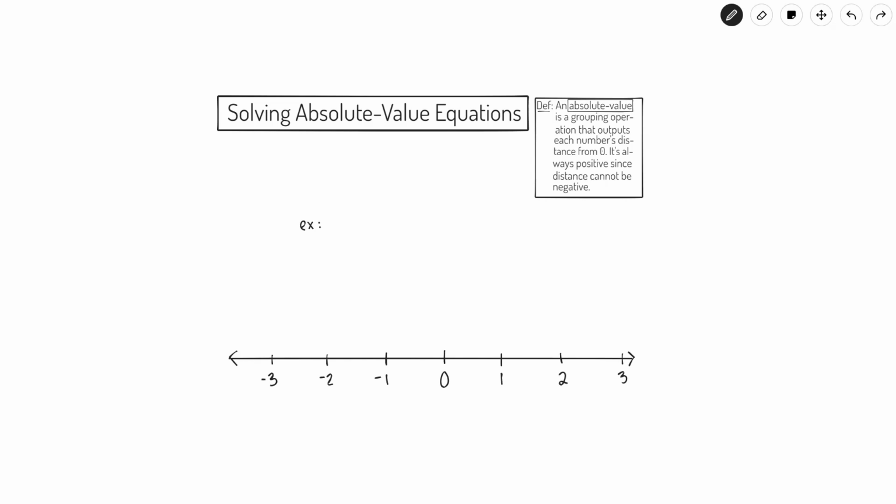An absolute value uses the symbol that looks like these double bars. We've hopefully seen these before. It represents a grouping symbol, and what I mean by that is that it works the same way that a set of parentheses would work, except it does a little bit more than a parenthesis. We know that it's an operation that takes what's inside of it and outputs its positive counterpart.